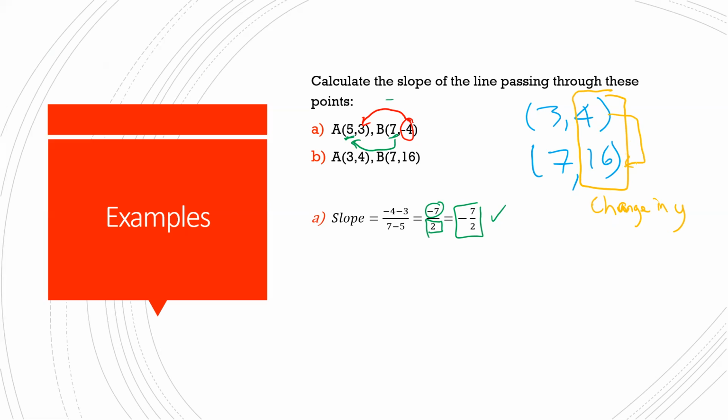So I'm going from 4 to 16. How much did I increase or decrease by, right? Because if I went down, then it would be a decrease. So I went from 4 to 16. That means I went up by 12.